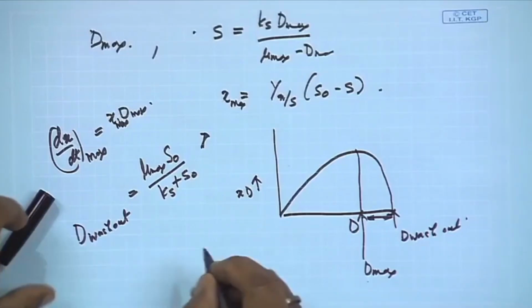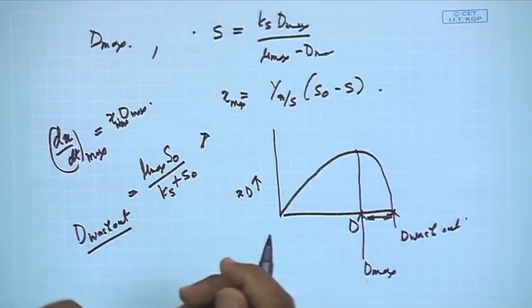Now this is usually done by the operator. By mistake, if he increases the valve a little bit more, there is every possibility that the D max will switch over to the D washout. That is the major drawback that we have with the chemostat process. Now the question comes: what is the physical significance of the D washout? Why does the D washout take place?